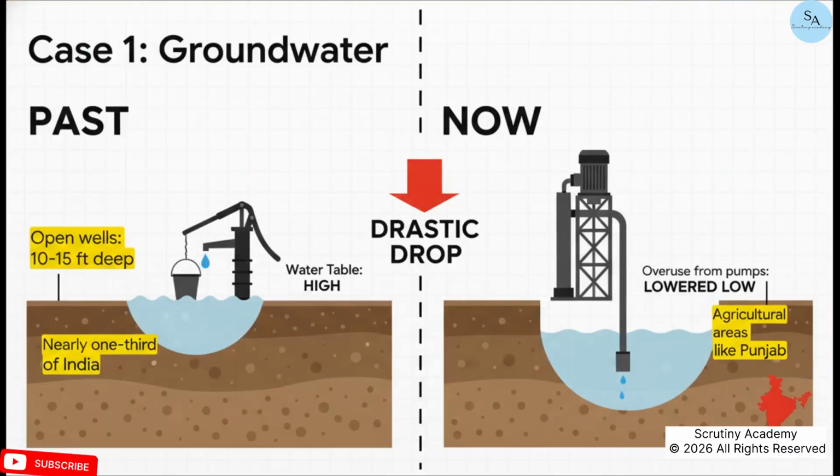First up, case study 1, groundwater depletion. The key fact to lock in your memory is that nearly a third of India is using more groundwater than nature can replace. The perfect example to mention in your answer is the state of Punjab.